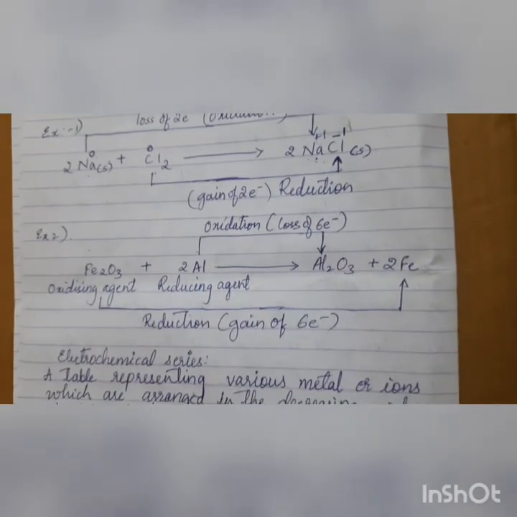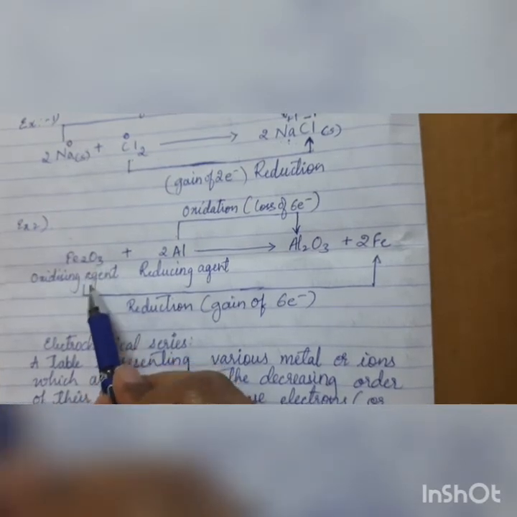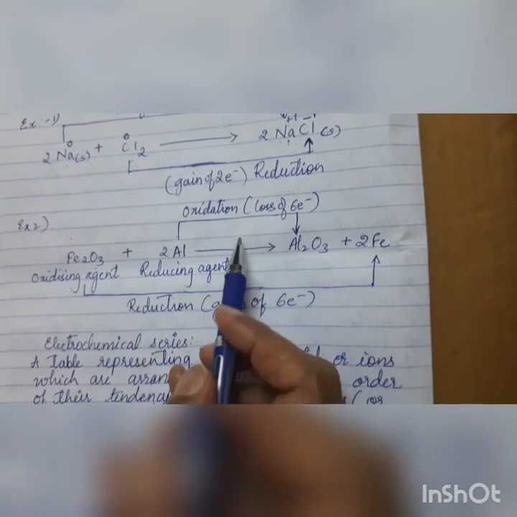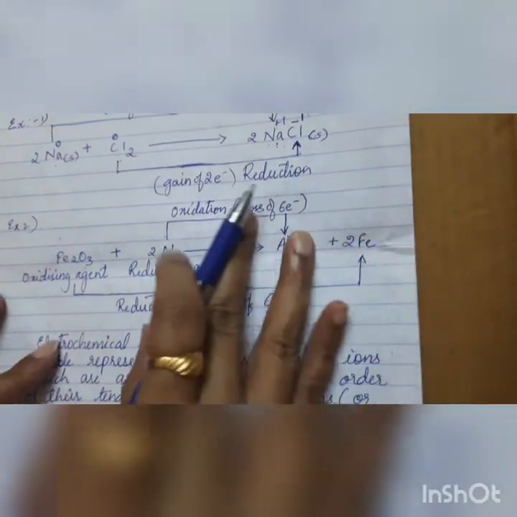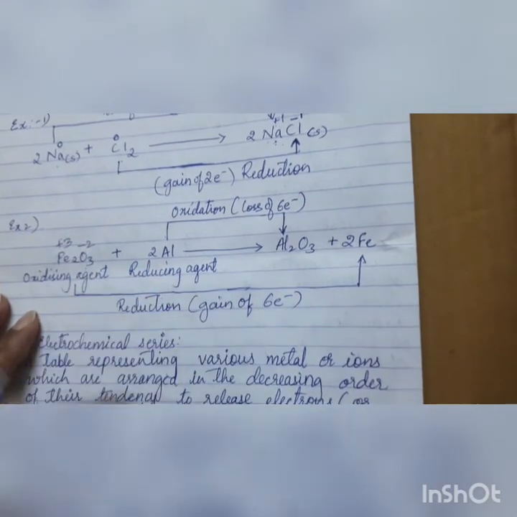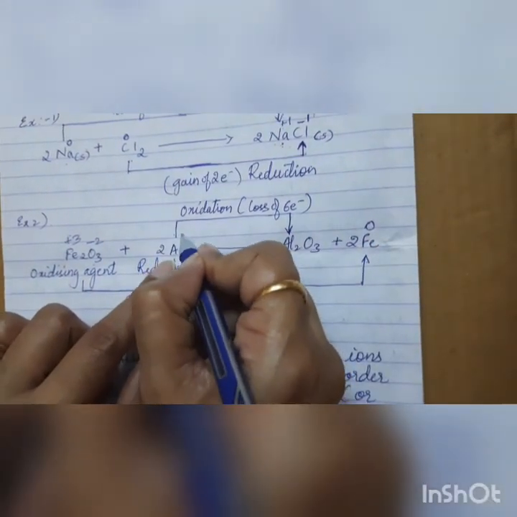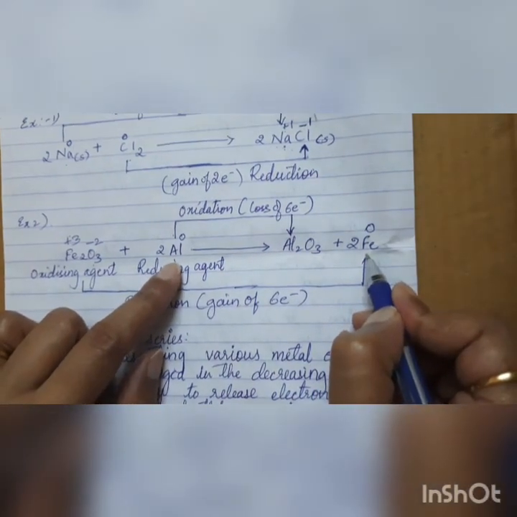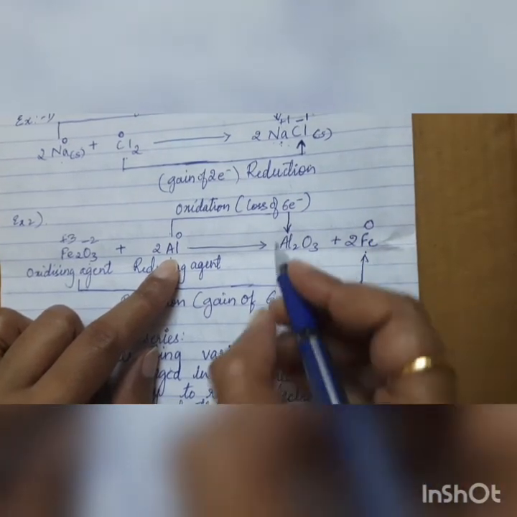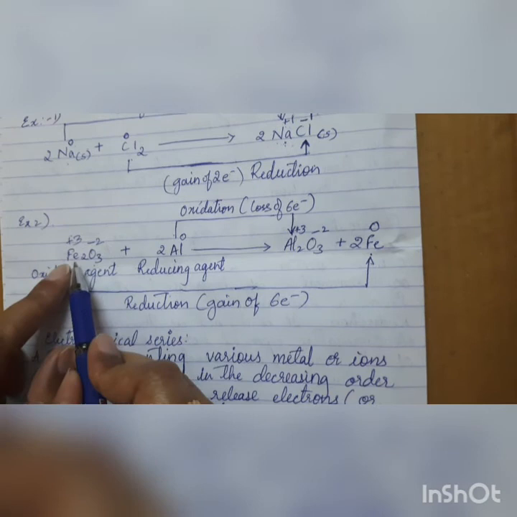In the same way, we have one more such reaction, that is a metallurgical reaction. In this case, Fe2O3 is acting as an oxidizing agent, and aluminum is acting as a reducing agent. Let us take a look at the process. Here, the oxidation state of Fe is +3 and the oxidation state of oxygen is -2. In this case, the oxidation state of iron is 0, and the oxidation state of aluminum is 0. In the elemental state, the oxidation state of an element is equal to 0. Now in this case, the oxidation state of aluminum is +3 and oxygen is -2.